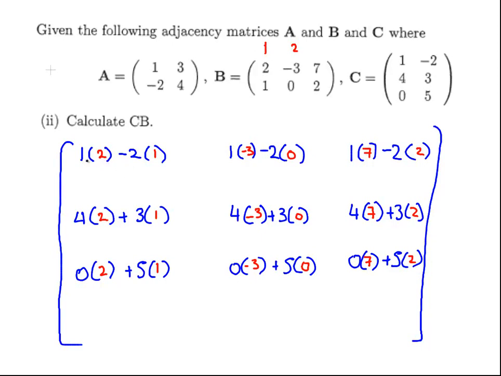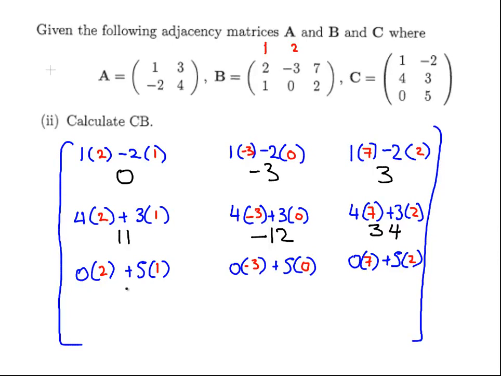So 1 times 2, minus 2 times 1, that's 2 minus 2, which gives us 0. The answer to this one is 1 times minus 3 minus 2 times 0, that's simply minus 3. 1 times 7 minus 2 times 2 gives us 3. 4 times 2 plus 3 times 1 gives us 11. 4 times minus 3 is minus 12, plus 3 times 0, that's just 0, so we end up with minus 12. This is the largest value here. 4 times 7 is 28, plus 3 times 2 is 6, so altogether that's 34.